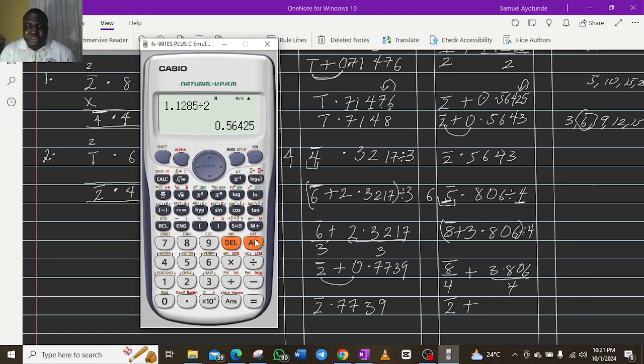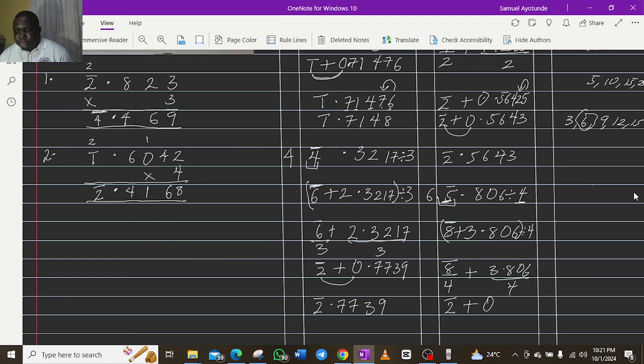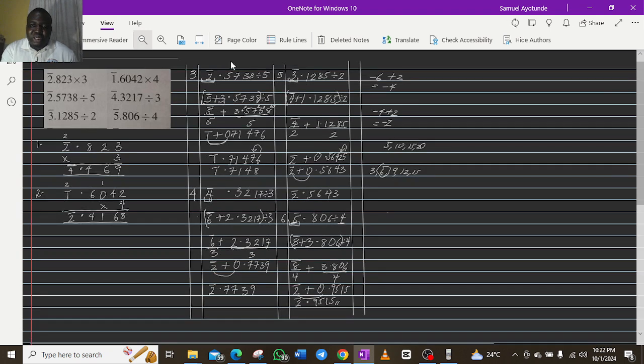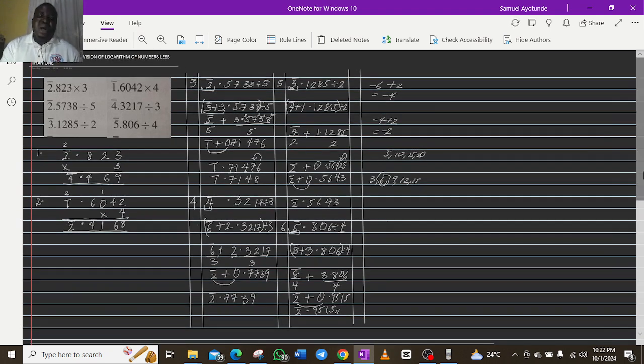Let's use our calculator for that. 3.806 divided by 4 is equal to 0.9515. This is exactly 4 decimal places, so we write it directly as 0.9515. Then we add the two parts together. We have 2 bar point 9515. So that is how we divide and multiply logarithm of numbers less than 1. So this is our work on logarithm and multiplication and division of logarithm of numbers less than 1.